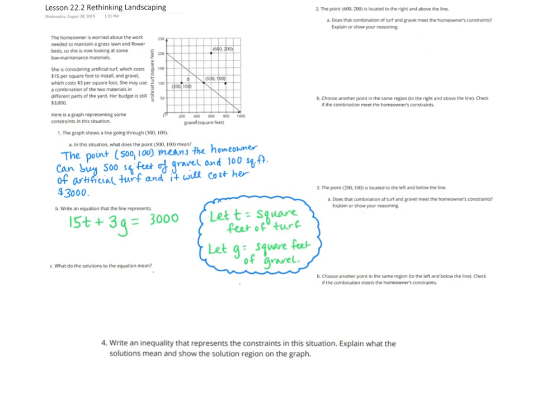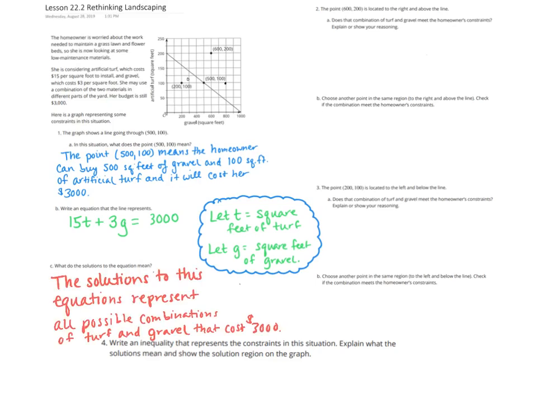Okay, we just sort of talked about this, but what do the solutions to the equation mean? The solutions to this equation represent all possible combinations of turf and gravel that cost $3,000. So anything that falls on this line would be a possible choice for the homeowner to choose that combination and still be right at her budget.